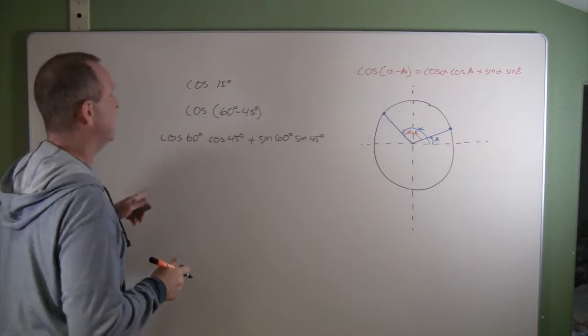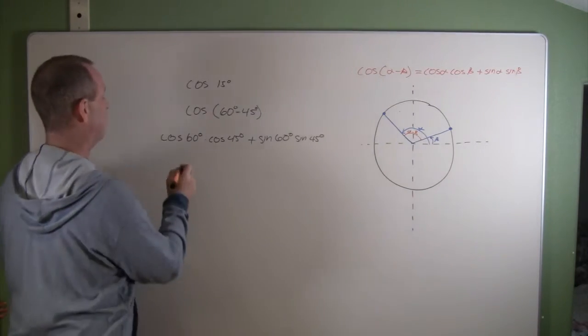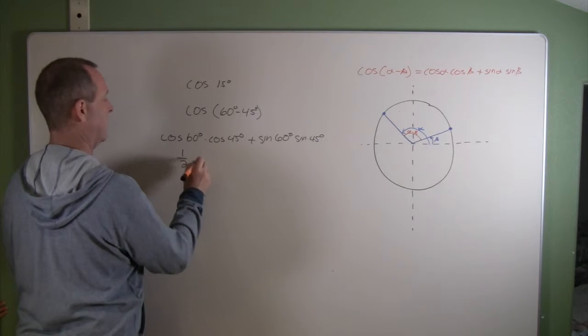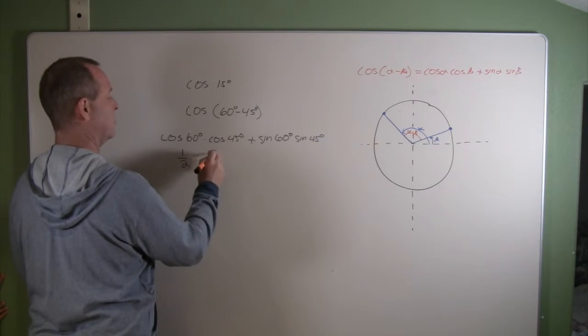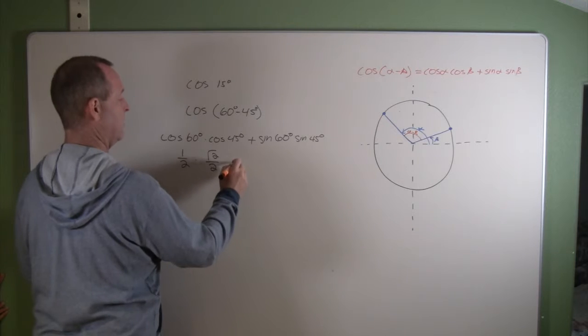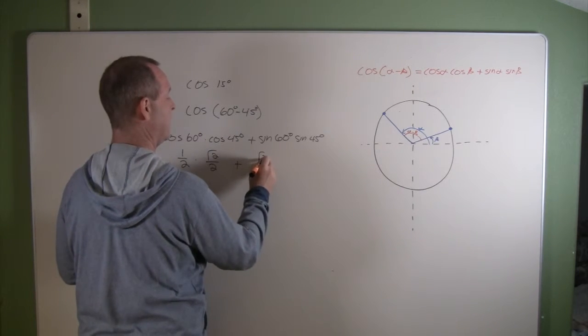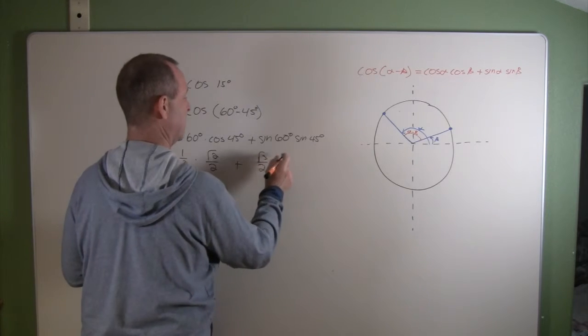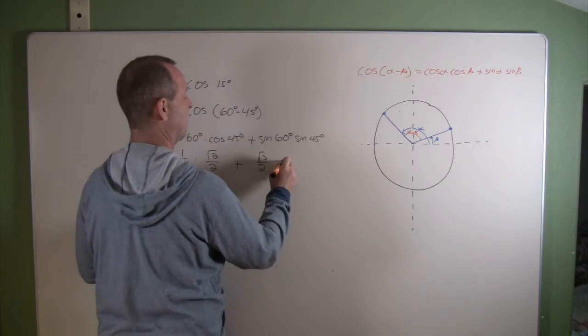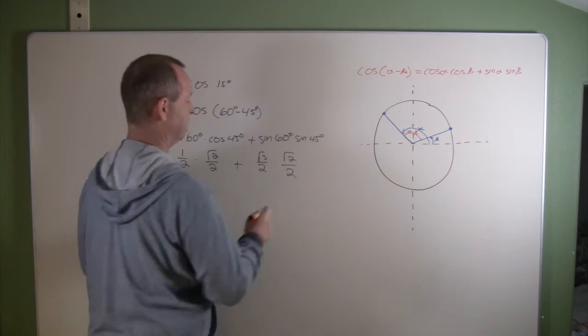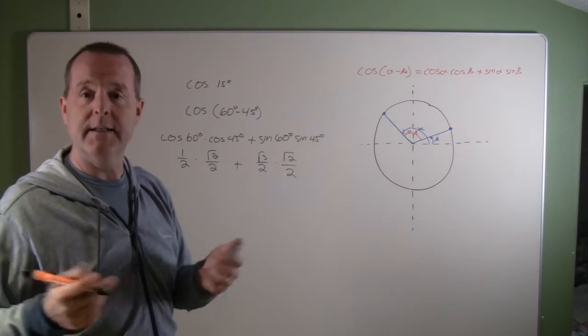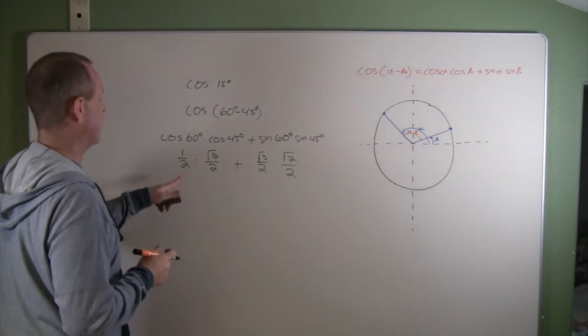The cosine of 60 degrees was 1/2. The cosine of 45 degrees was root 2 over 2. The sine of 60 degrees was root 3 over 2. And the sine of 45 degrees was root 2 over 2. And then from there, it's some basic algebra to solve that.